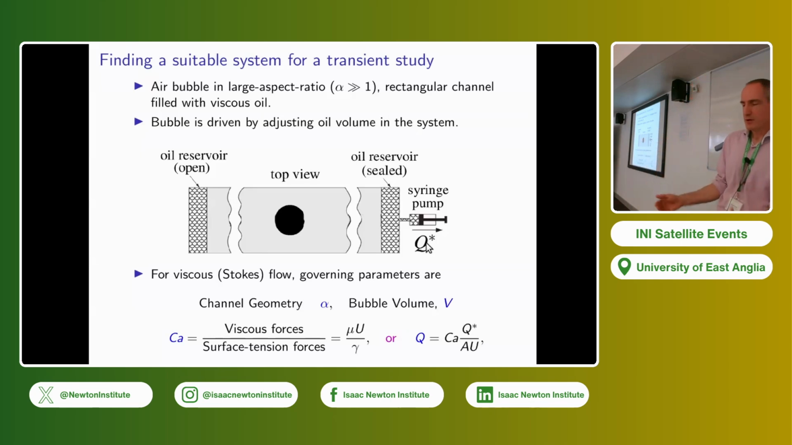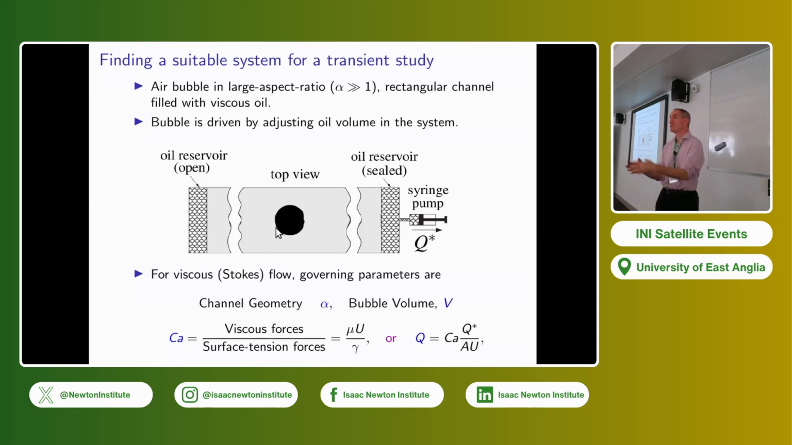And for Stokes flow, there are really only three governing parameters. There's the channel geometry. Alpha here is the aspect ratio of the channel, so it's the width over the height, but effectively I'm taking it to mean geometry. There's the volume of the bubble, V, and then there's effectively the dimensionless speed of the system. So that's a capillary number. Mu is the viscosity of the surrounding liquid. Gamma is the surface tension. U here is the speed of the bubble.